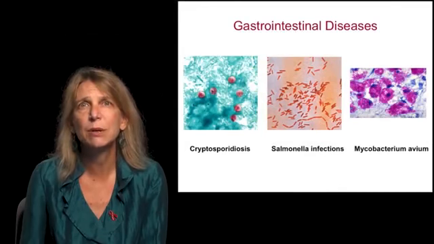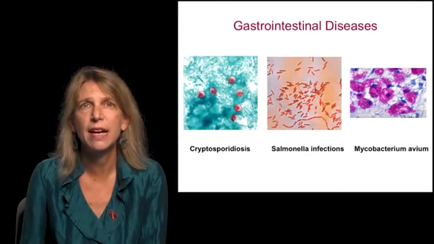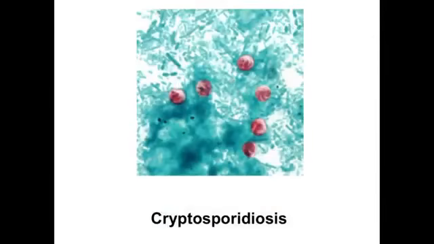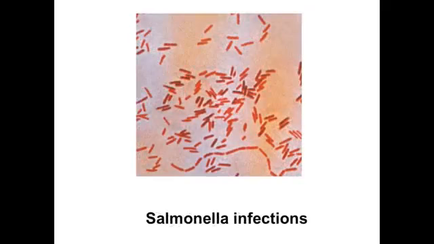There are many gastrointestinal diseases that are AIDS-defining conditions. These include the parasite cryptosporidiosis that affects the gastrointestinal system and causes profound diarrhea. Patients can have as many as 20 to 30 bowel movements per day. Non-typhi salmonella infections, such as Salmonella typhimurium, are also common AIDS-defining conditions and present as fever, diarrhea, and weight loss.